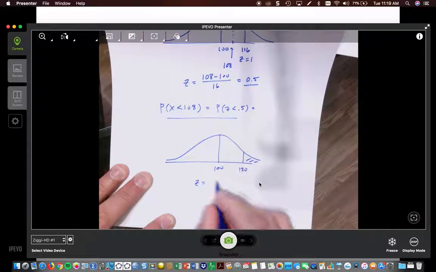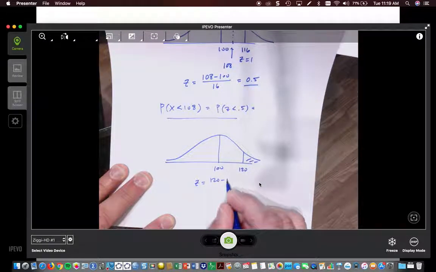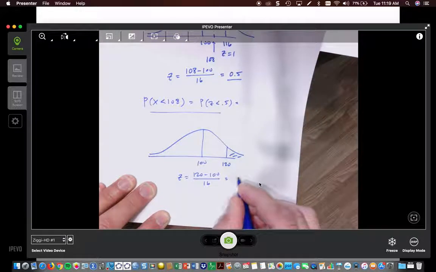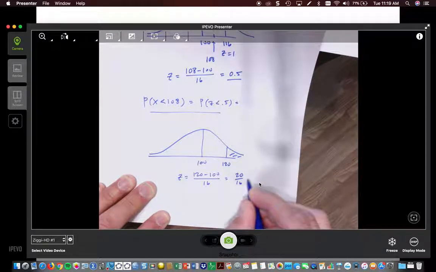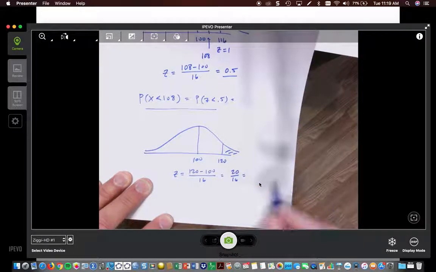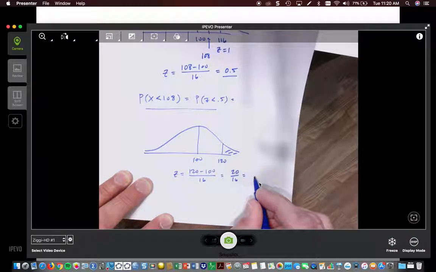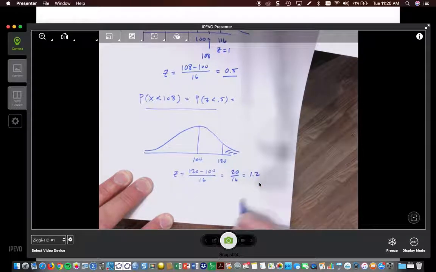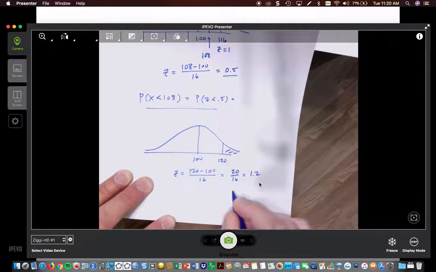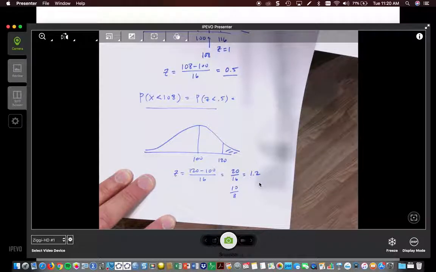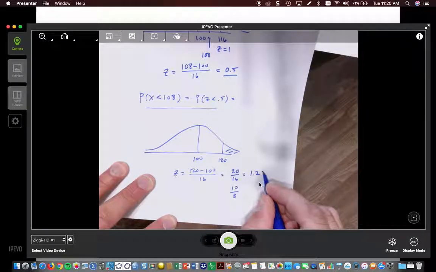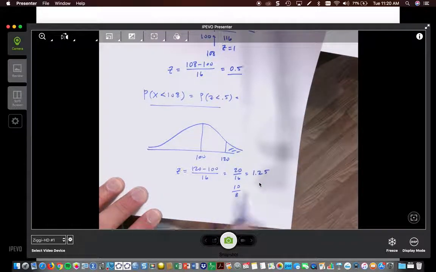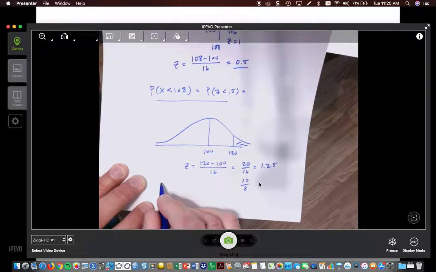All right, so I'm going to calculate the z-score for 120. So we take 120 minus 100 and then divide by 16. All right, so I'm going to get 20 over 16. 20 over 16 is the same thing as, what, 10 over 8, which would be 1.2. I think that's right. 10 over 8, which is the same as 5 over 4. 5/4 would be, no, 1.25. Okay, so we want to find what's the probability that z is bigger than 1.25.